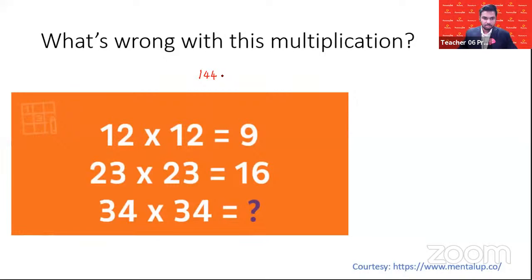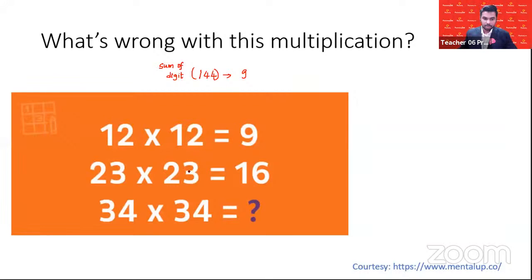Yes, Anirudh has said that it is the digit sum. Yes, correct. So currently, let us call it the sum of digits. Sum of digits is just adding the digits. You won't compute the digit sum of the product itself. So sum of digits of 144 is 9.